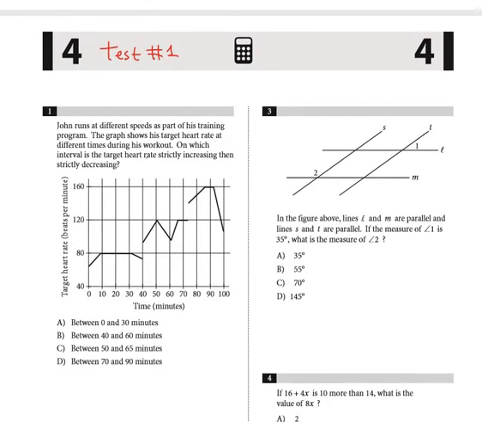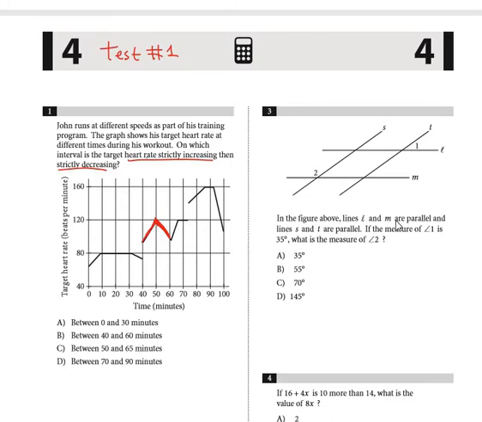Question number 1. John runs at different speeds as part of his training program. The graph shows his target heart rate at different times during his workout. On which interval is the target heart rate strictly increasing, then strictly decreasing? So here we are going to interpret the graph. What we are looking for is something strictly increasing and then decreasing. As you can see on the graph, this is increasing and then strictly decreasing just after the summit.